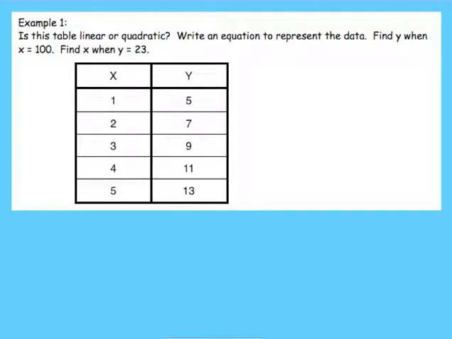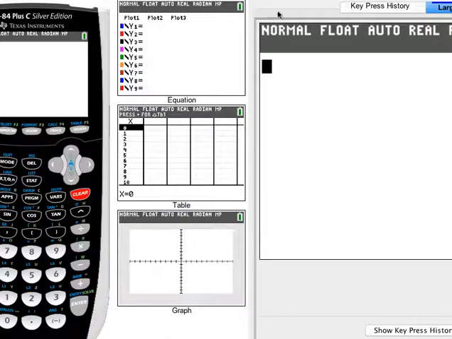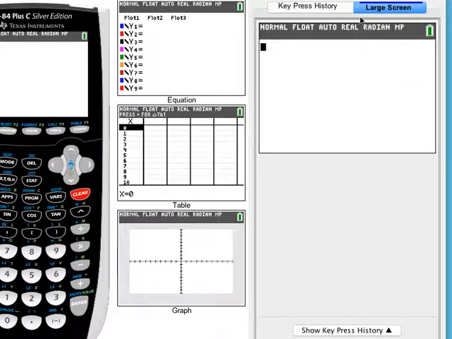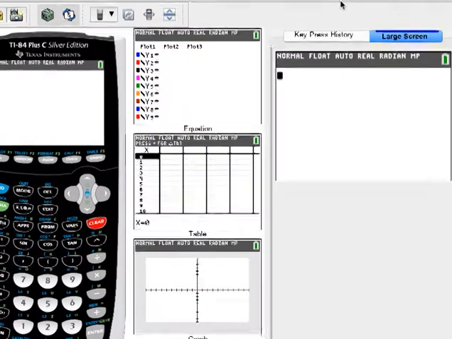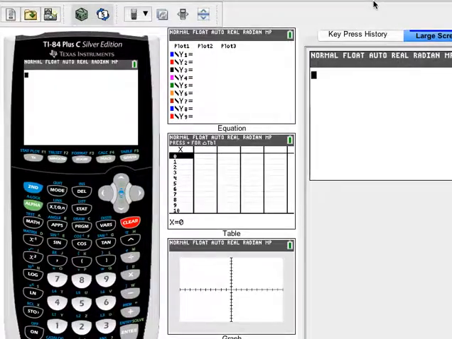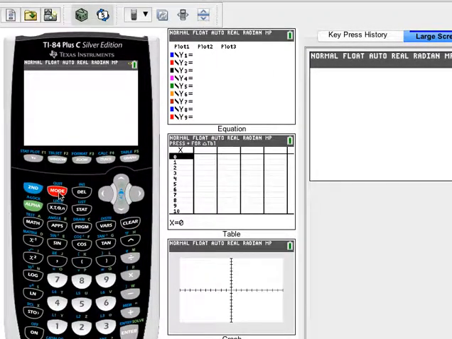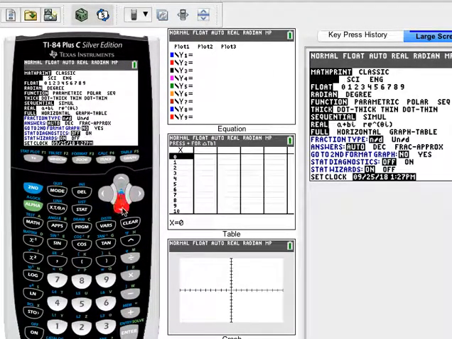learned in Algebra 1. So the first thing I need you to do is to get your calculator. I'm going to try to make this fit on the screen. So the first thing I need you to do is hit the mode button. The default of the calculator is to have your stat diagnostics off and your stat wizards on, and we need to flip both those.